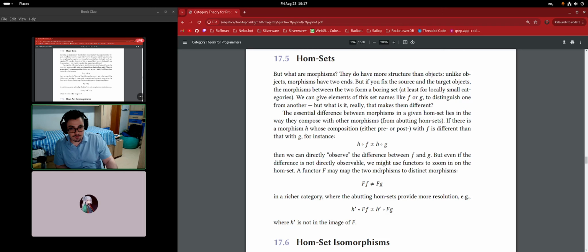So now let's go to Hom sets. Morphisms have two ends, unlike objects. If you fix the source and target objects, the morphisms between the two form a boring set, at least for locally small categories. We can give elements of the set names like f or g to distinguish one from the other. But what is it really that makes them different? So what is the difference between two morphisms?